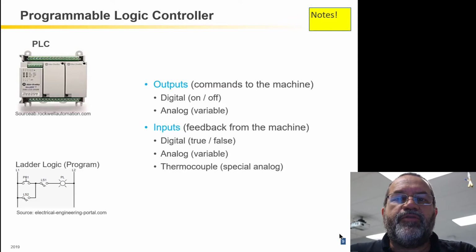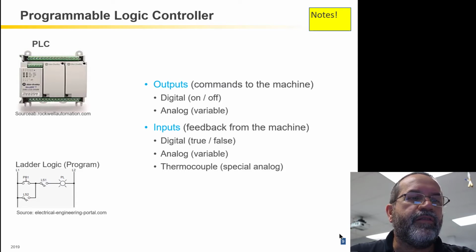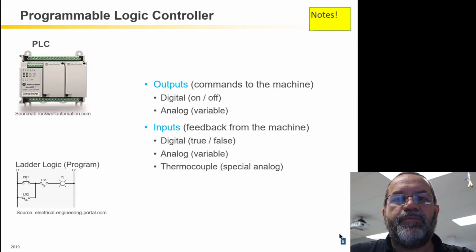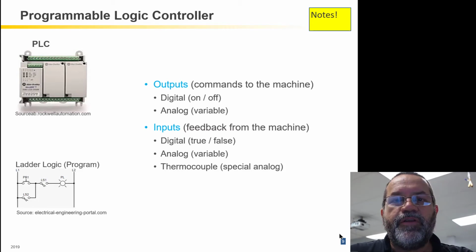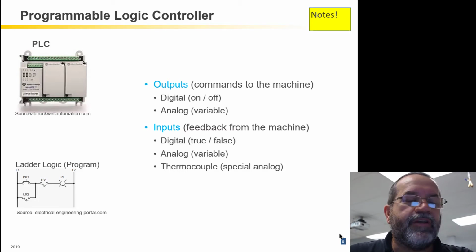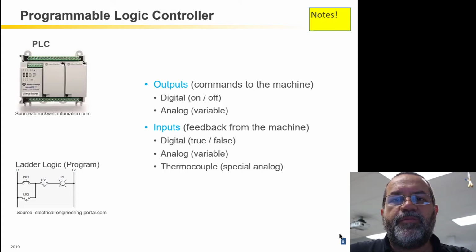For outputs, we've got two kinds that we deal with. One is digital, and that's on-off. It's also called discrete. And the other is analog, and analog is variable. For inputs, we've got three kinds. We've got digital, we've got analog, which is variable, and then we have a special one called thermocouple inputs. We don't really use thermocouple inputs in the lab, but it's good to know that there is a separate, special type of input.